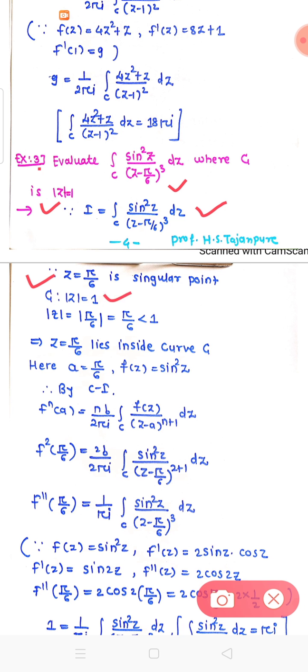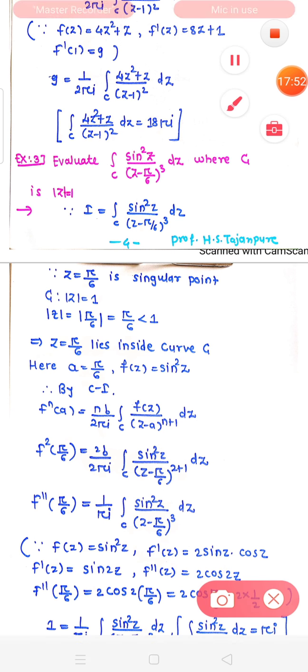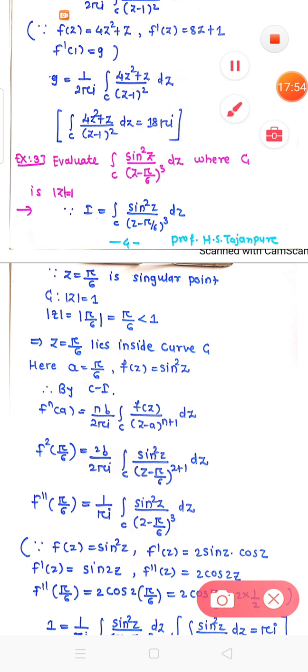Now the curve is modulus of z equal to 1. Modulus of z, that is modulus of pi by 6, that is 3.14 upon 6, and it is obviously less than 1. So whenever it is less than 1, this implies the point lies inside the curve C. And as the point lies inside the curve C, let us denote that point by a. And your f of z is sine square z.